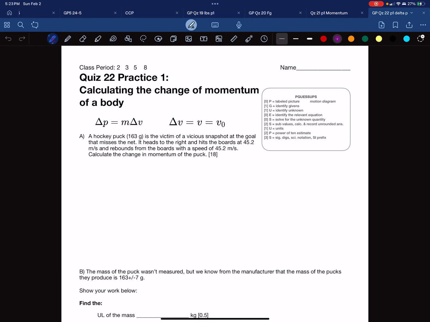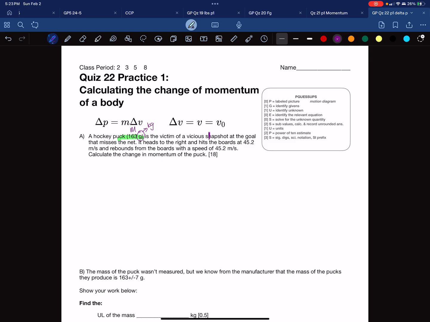In this video series, we're going to take a look at calculating the change in momentum of a body. What we're told here is that there's a hockey puck, it's 163 grams, which is the mass, and we take note that it's grams, it should be kilograms, so we're going to have to convert that. The hockey puck is the victim of a vicious slap shot, as in hockey, the goal, and it misses the net.